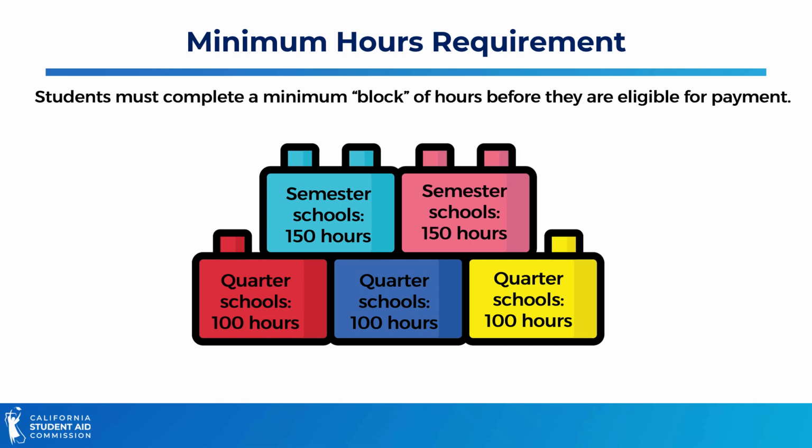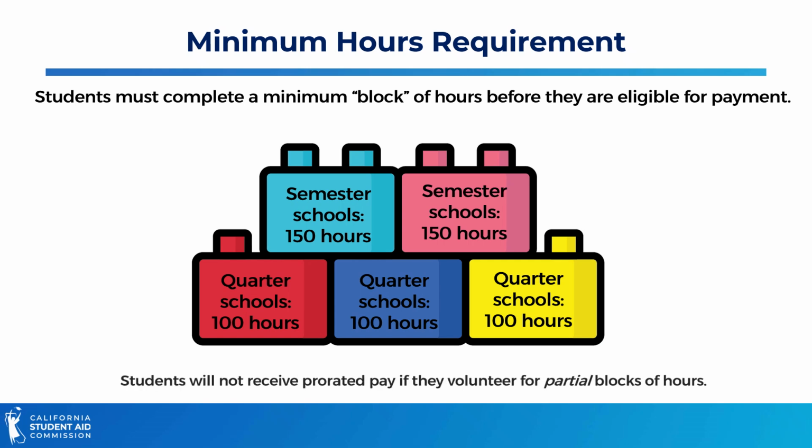At a semester school, students can only receive payment after they complete each block of 150 volunteer hours, and at a quarter school, they can be paid after they complete each block of 100 hours. However, payment will not be prorated if a student completes just partial blocks of hours.